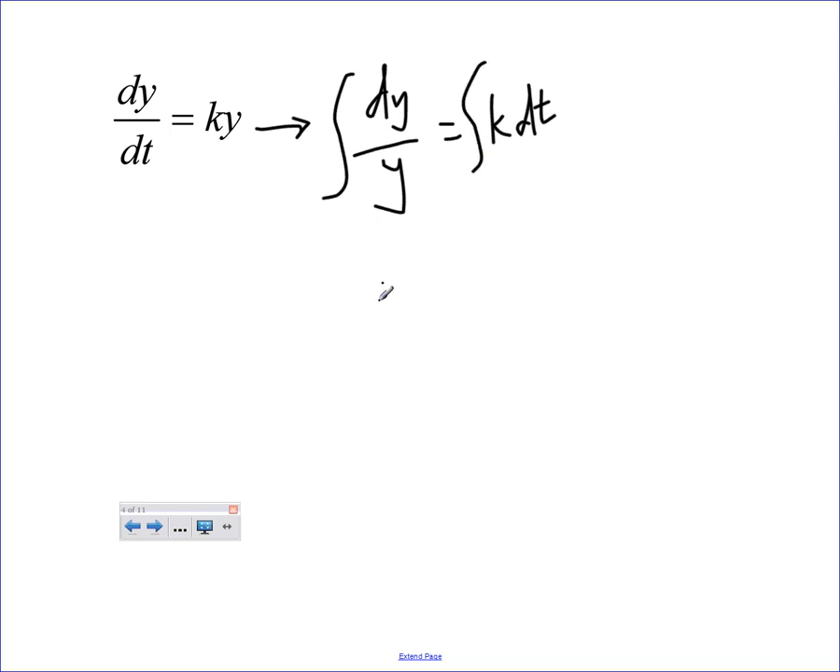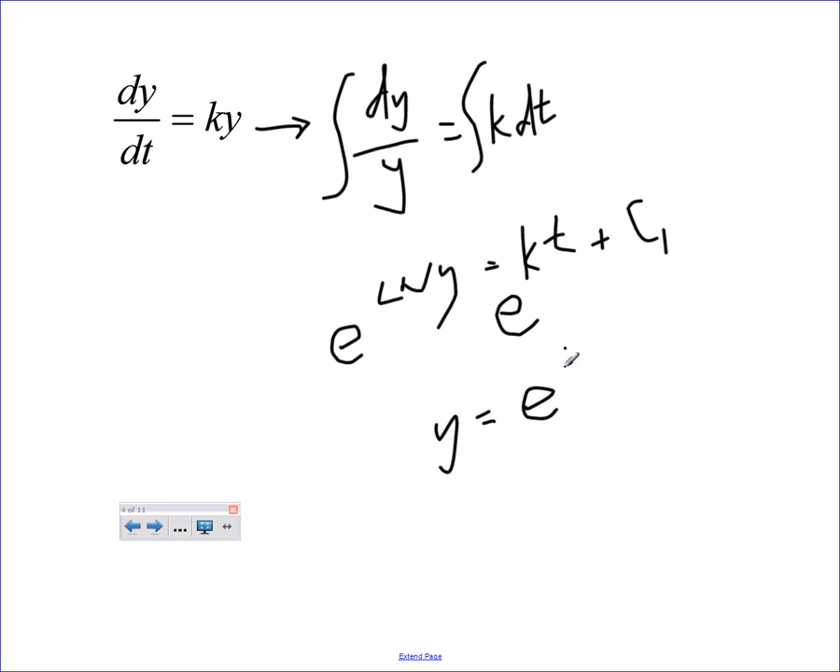The integral of dy over y is the natural log of y. The integral of k with respect to t is kt plus C1. We're going to call it C1 because it's going to change as we go through. We don't care what the natural log of y is. We care what y is. So in order to get rid of that natural log, we do e to the. E to the natural log of y is just y. E to the kt plus C1 would be like e to the kt times e to the C1. Remember what we can do with exponents when we're adding them together.